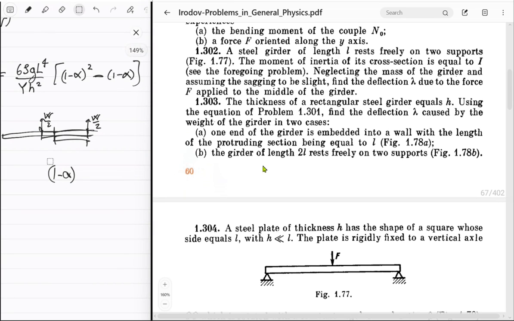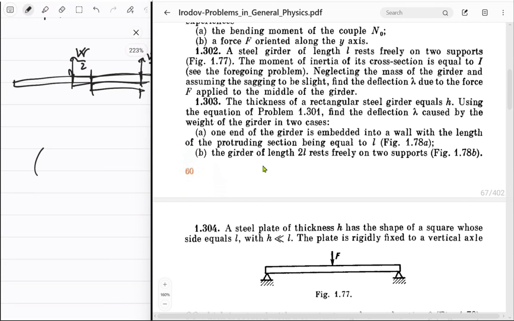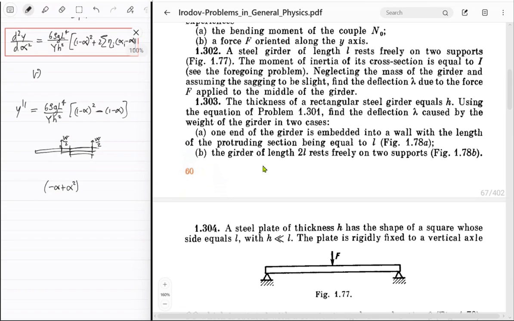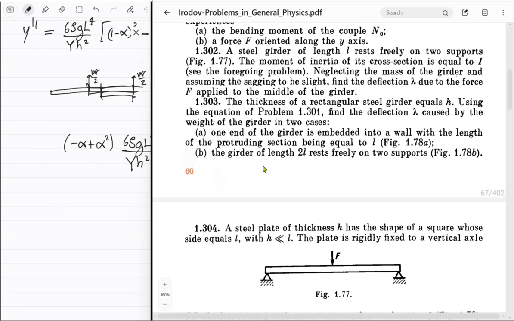It's just equal to alpha minus negative alpha times 1 minus alpha, right? Which is basically negative alpha plus alpha squared, right? And this times this constant, 6 rho g L power 4 upon Young's modulus h squared. Sure, that makes sense. Right, downward is positive and upward is negative. Cool. So now, that's for y double dash.